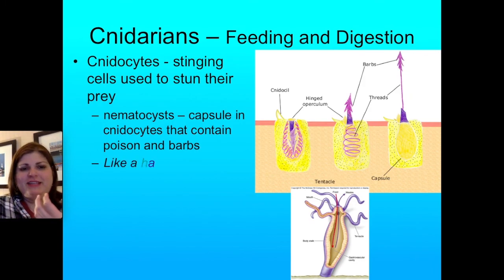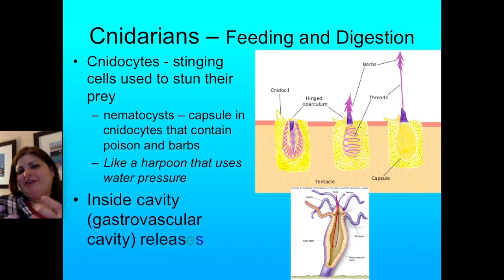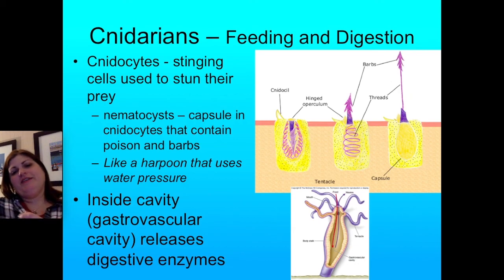The cnidocytes contain not only poison to sometimes kill their prey, but also some paralytics to help their prey stop moving so that they can take it in, because of course in a chase, jellyfish would never win, and certainly sessile and sedentary animals would not win. Once they're able to subdue their prey, they take their prey into the gastrovascular cavity, and digestive enzymes break down their food. Let's pause here for notes as well as a review question.